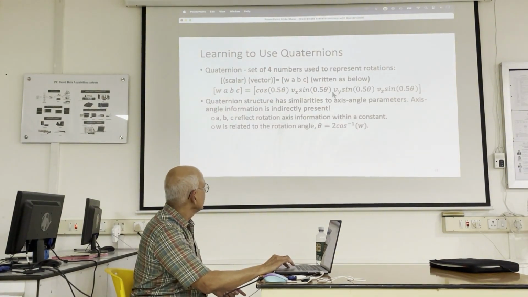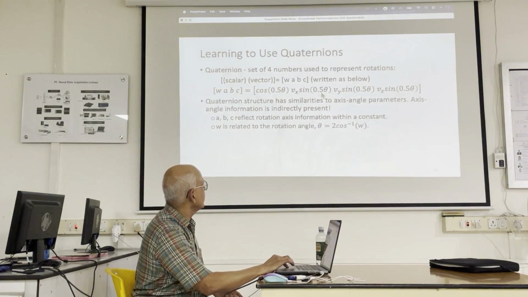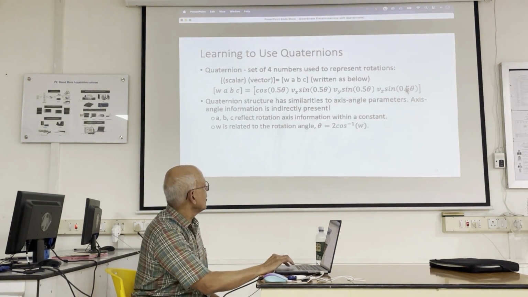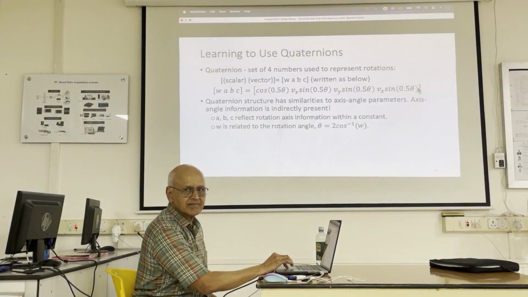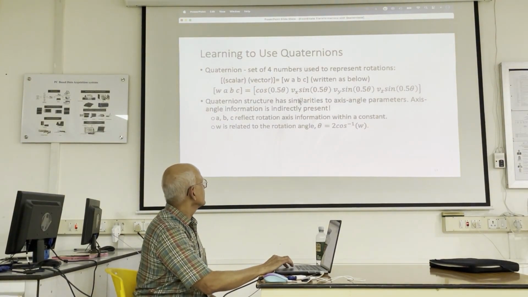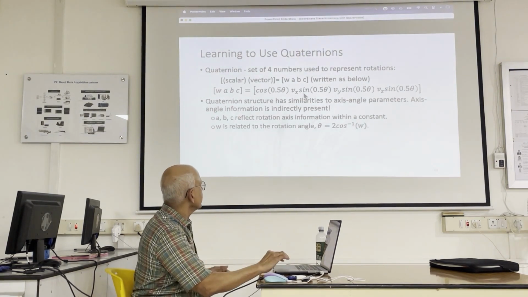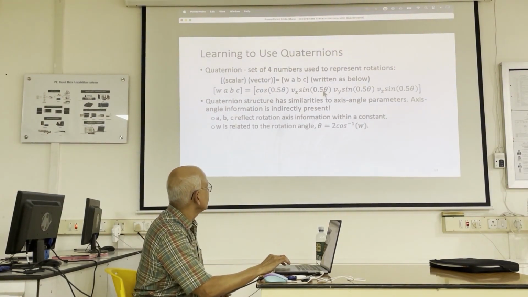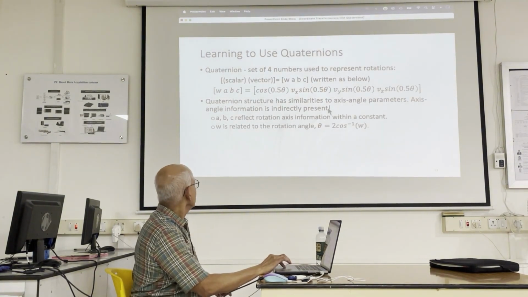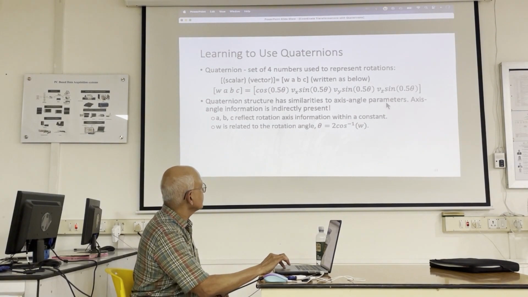But look at this. Sine 0.5 theta, same thing: sine 0.5 theta, sine 0.5 theta, sine 0.5 theta. That does not change the orientation of the vector, right? It's occurring in all three elements of the vector. Do you see that? So it's going to cancel out. So basically Vx, Vy, Vz is the vector. For the quaternion, you have to multiply by sine 0.5 theta in each. So the quaternion structure has similarities to axis angle parameters.